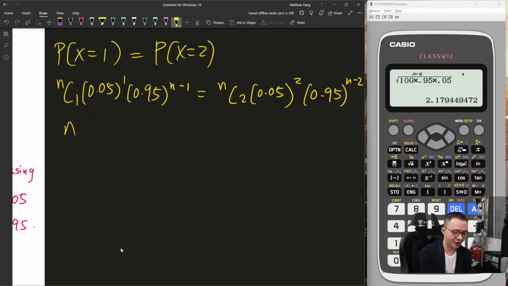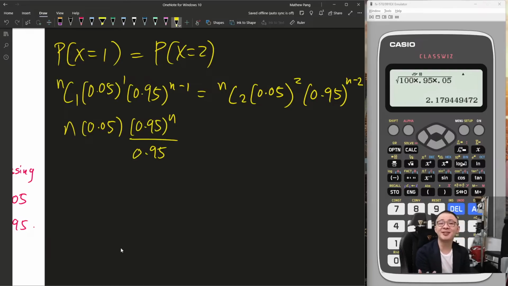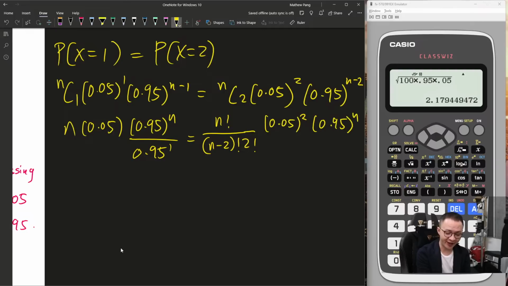Okay, everyone should know this. So we're going to solve this one to get our n. This is 0.95, because dividing minus 1 means dividing 0.95 to the power of 1, right? nC2 needs to be expanded using the nCr formula in the first page, over 2 factorial. 0.05 squared I will leave here. This one should be 0.95 to the power of n divided by 0.95 to the power of 2.